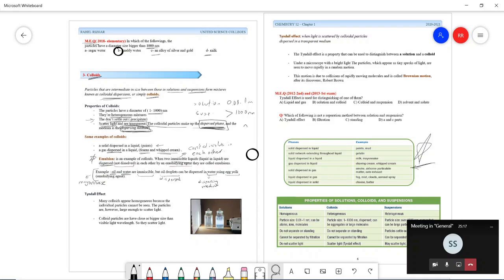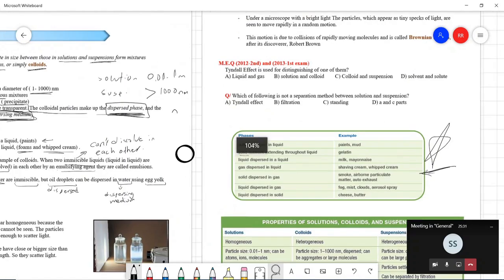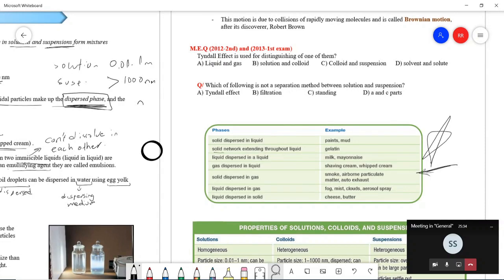Solid dispersed in liquid. See, all of them are called dispersed. Like what? Paint and mud. Second, solid network extending throughout liquids. So this is also solid, but they form a network. They are bonded to each other. These solid networks form bonds together throughout the liquid, like gelatin. This one, liquid dispersed in a liquid, like milk and mayonnaise that we said before. This is also emulsion. You can write emulsion here.